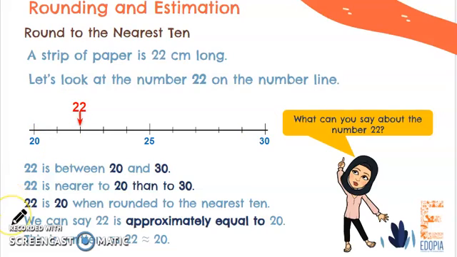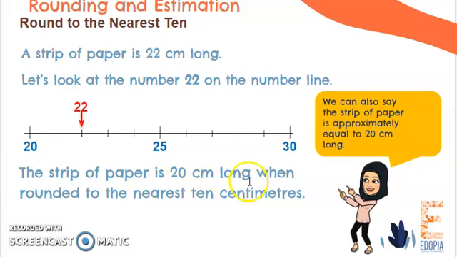This means if we use estimation and rounding to the nearest tens, we are going to change this 22 to 20. 22 is 20 when rounded to the nearest tens. We can say 22 is approximately equal to 20. Thus, we are going to write this 22 estimated value as 20. So the strip of paper is 20 centimeters long when rounded to the nearest 10 centimeters.